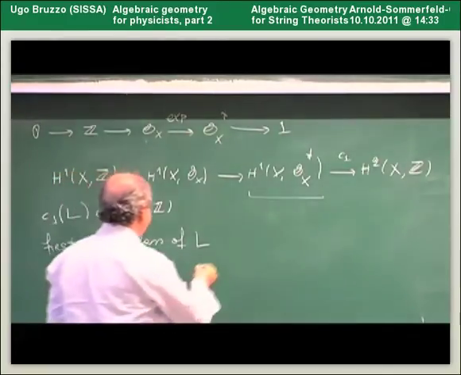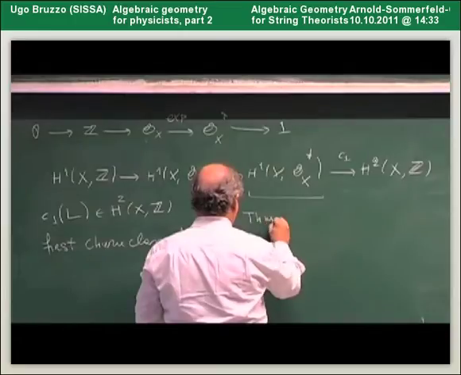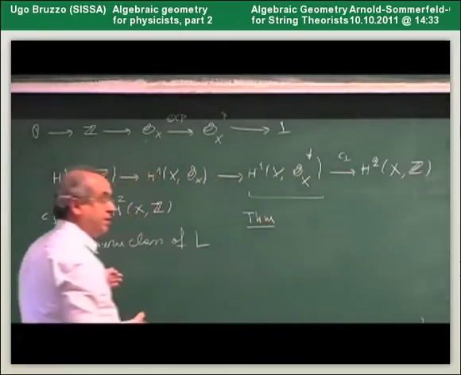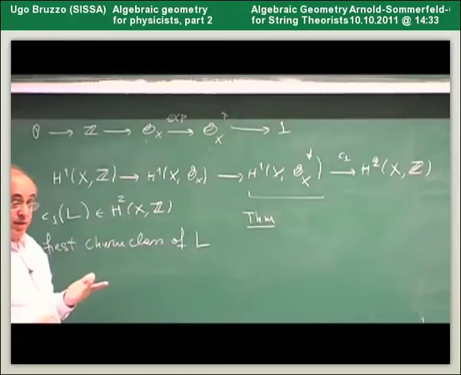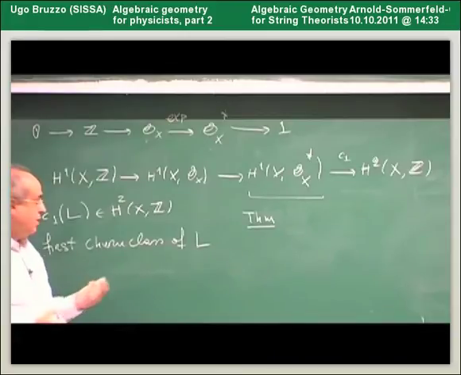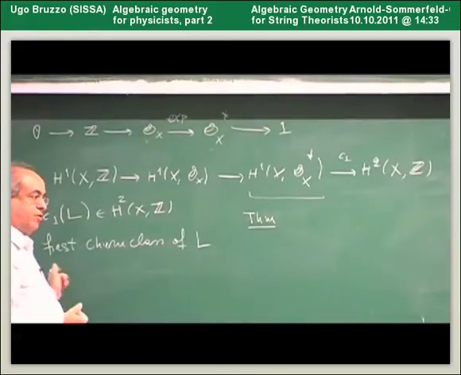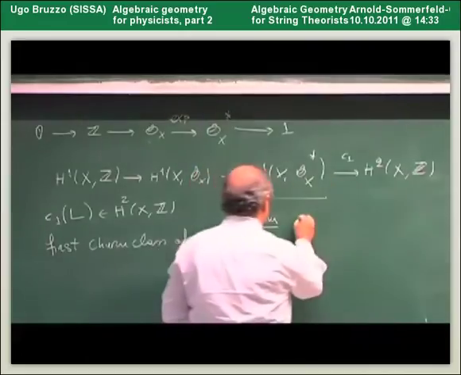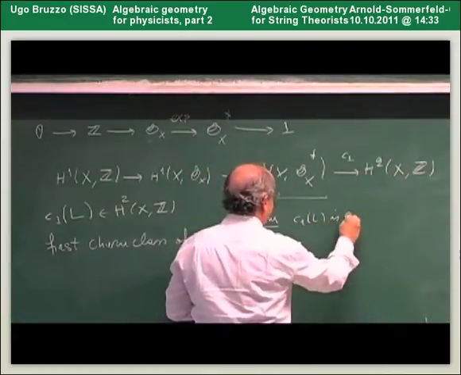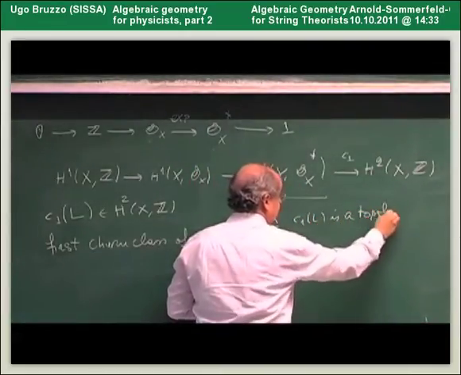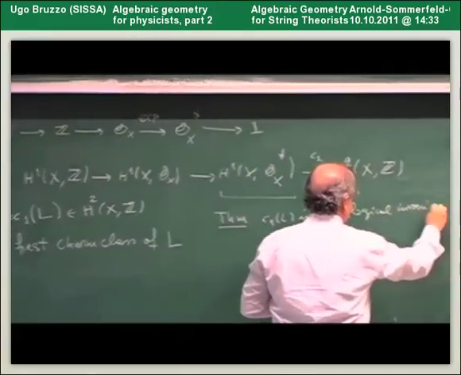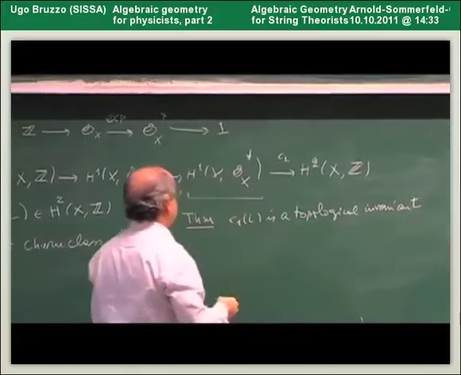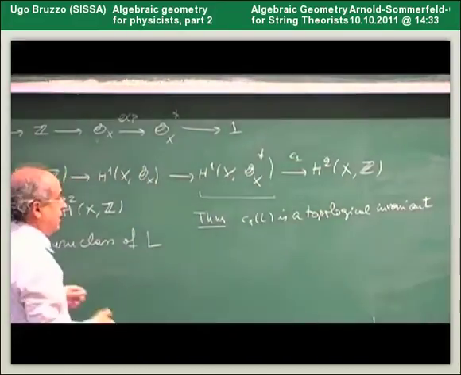You can prove the following. So you can prove that this is a topological invariant. So if you have two different line bundles that are really different as holomorphic line bundles, but they are the same as continuous line bundles, they have the same first Chern class. So the theorem is that c1 of L is a topological invariant in this sense.